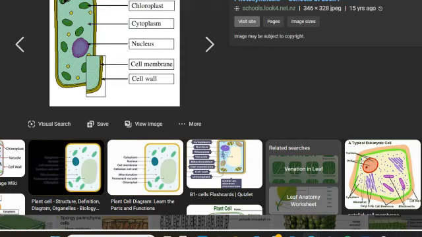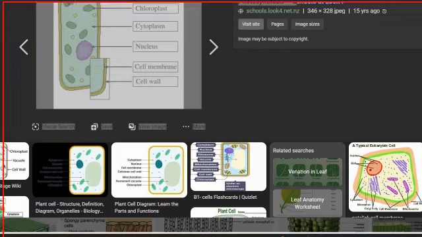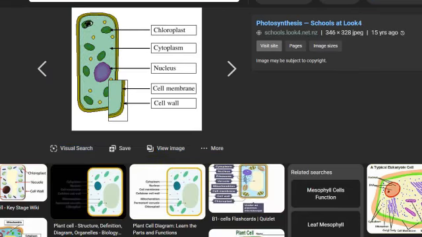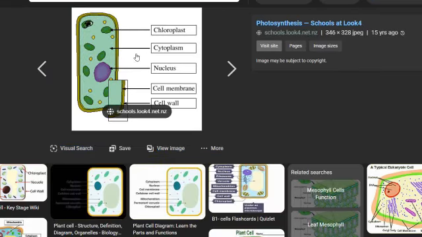This is the diagram of the plant mesophyll cell, and you can draw any diagram like this. Here is the chloroplast, and the solution in the cell is called the cytoplasm. Then there is the nucleus. Then inside the cell there is the cell membrane, and on the outer side there is the cell wall. So you can draw the chloroplast and the cell like this. This is the cytoplasm, you can draw the nucleus, the cell membrane, and the cell wall.